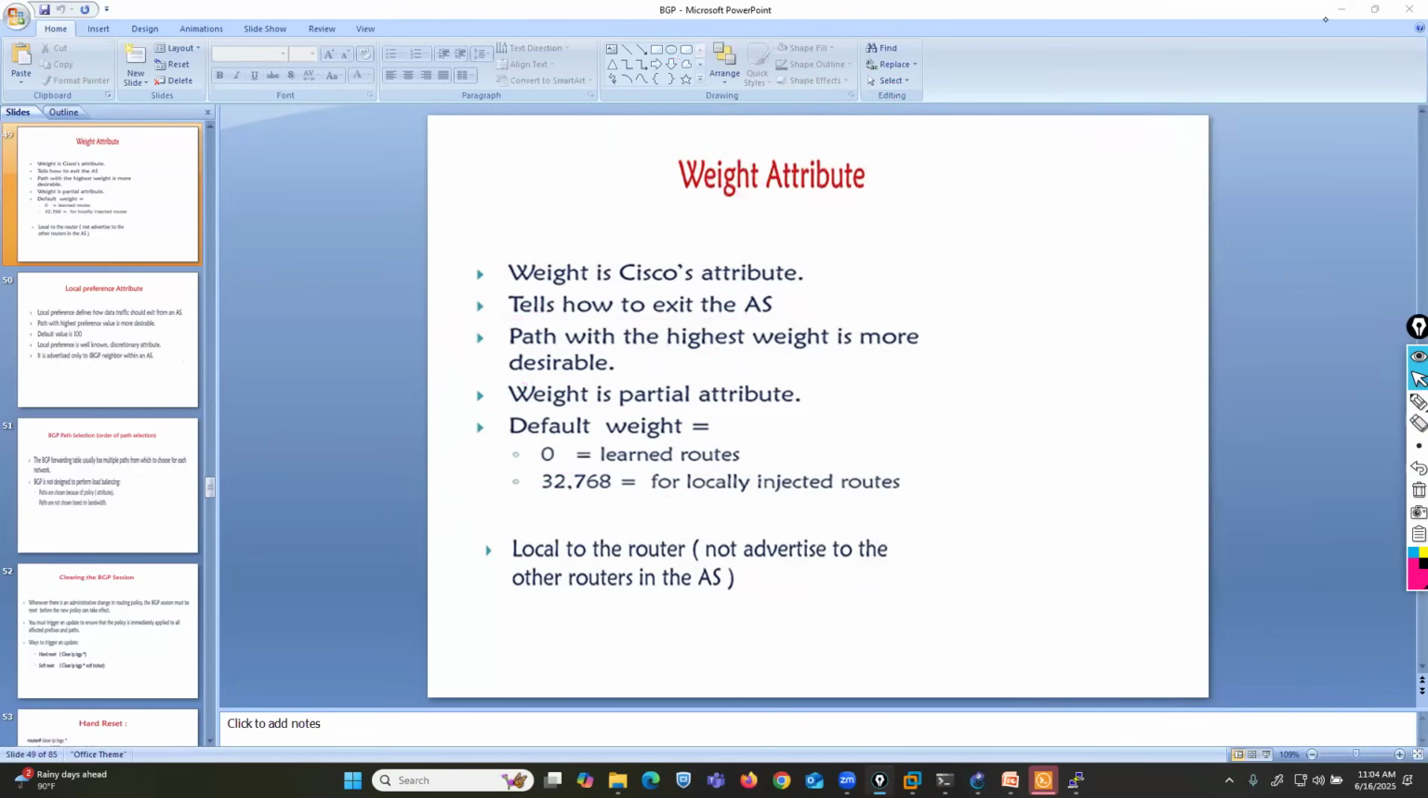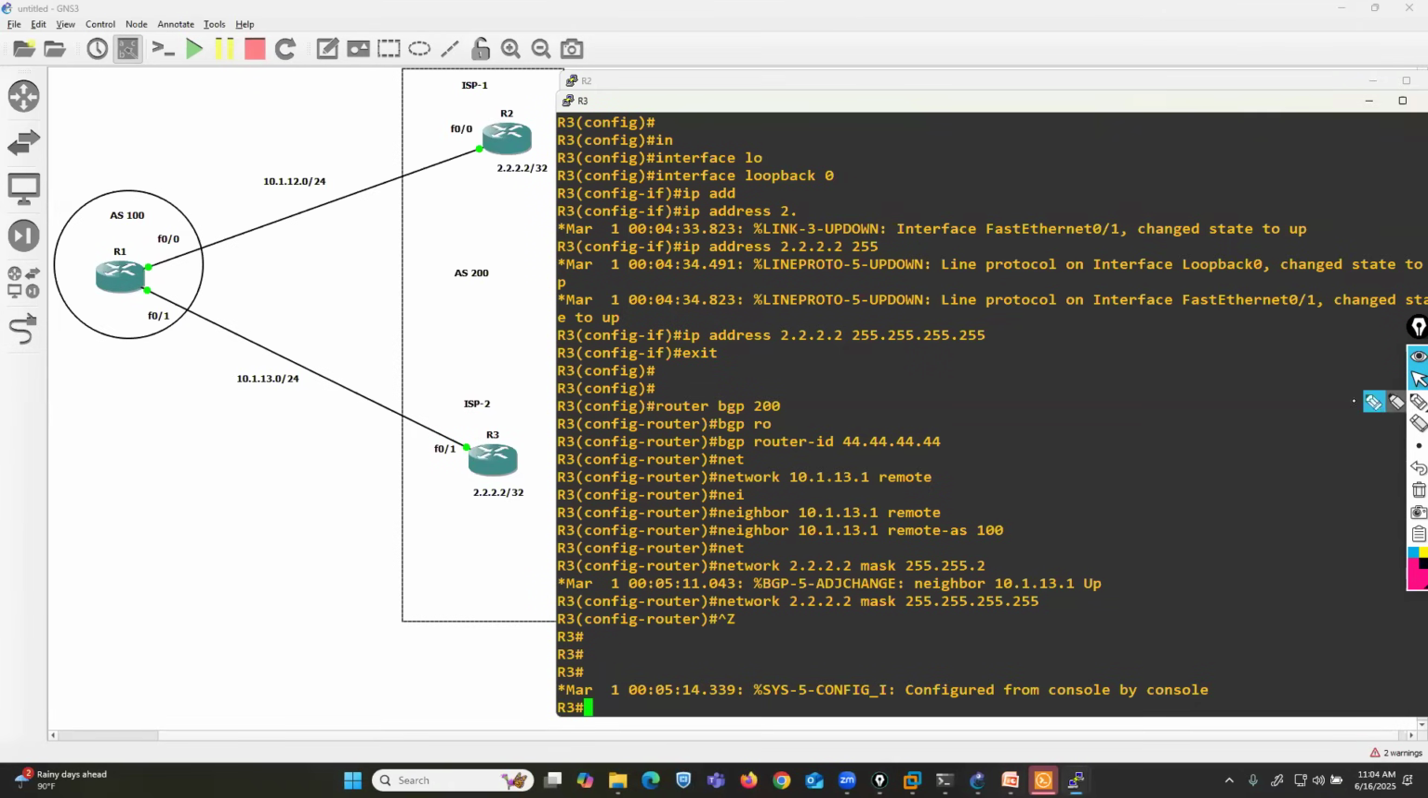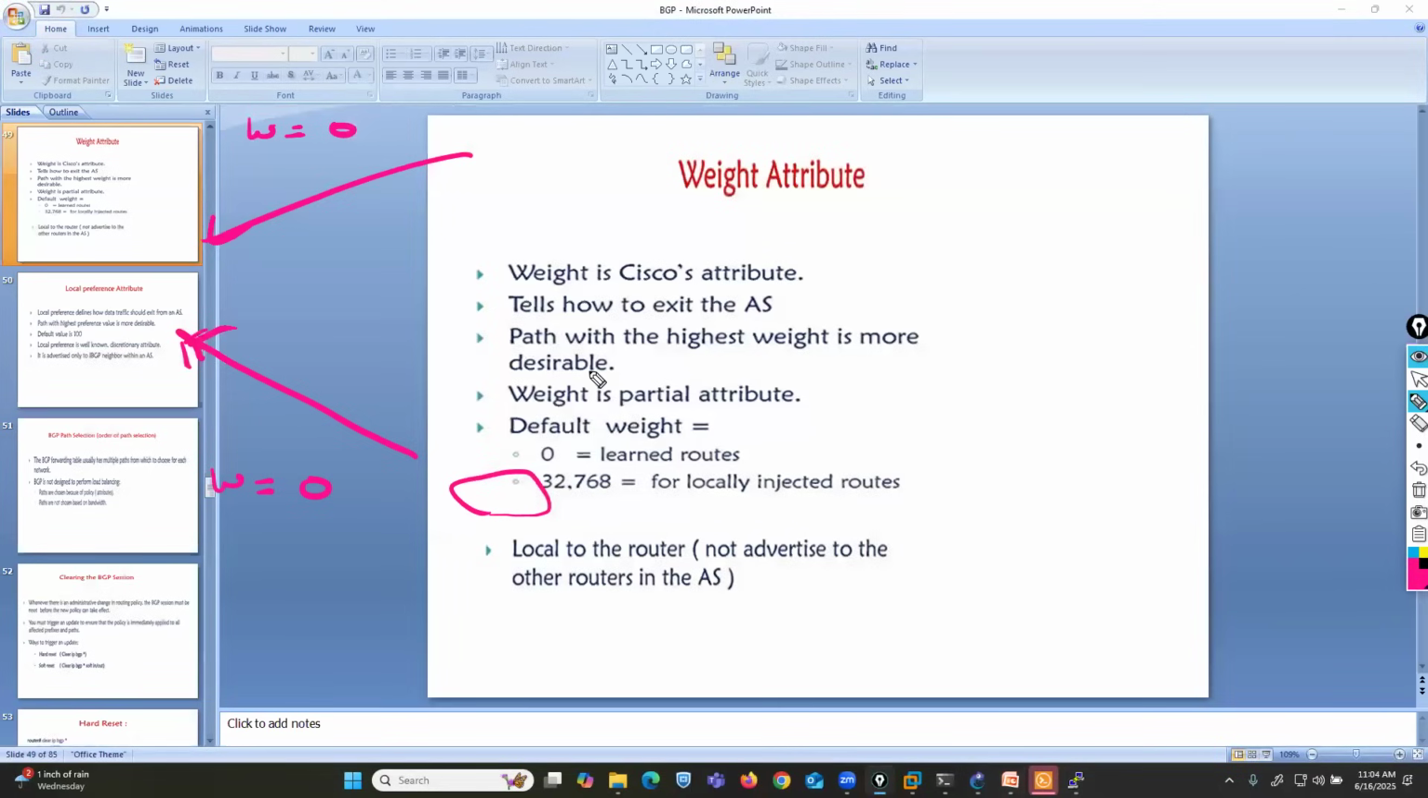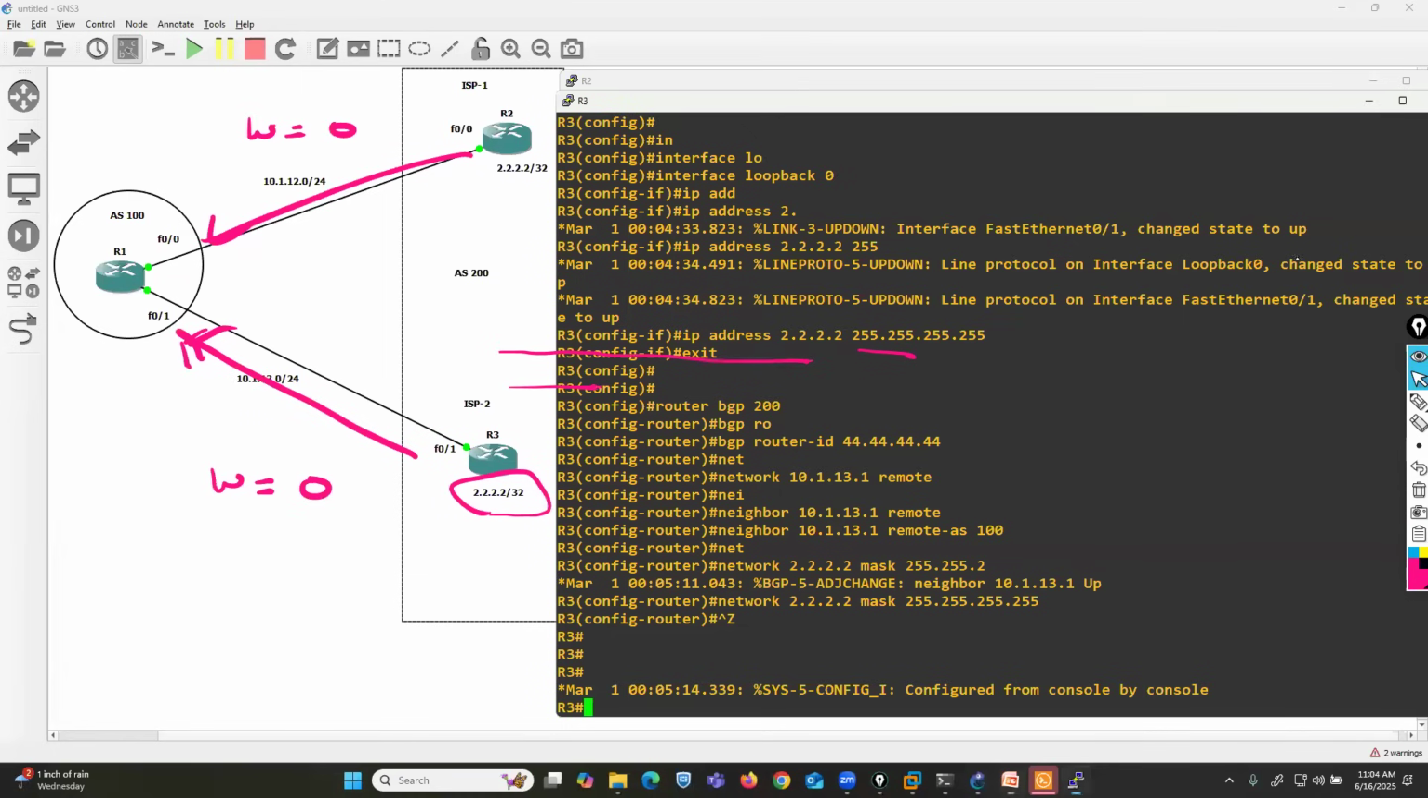So my point is, I want to receive this 2.2.2.2 via this side. What can I do? Via this side, the default weight is 0, and via this side, the default weight is also 0. So here we have the option: the path with the highest weight is more desirable, right? So I can increase the weight here. For example, I want to use weight 500 here. What I can do is go to R1 router.